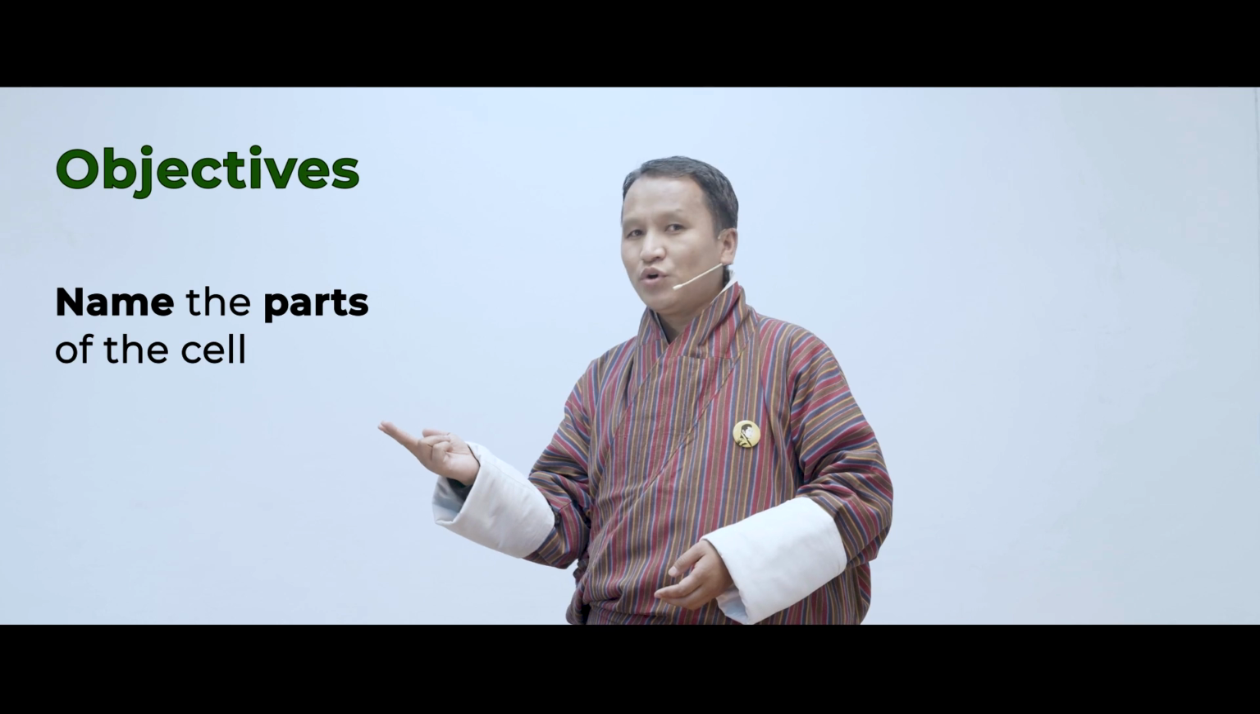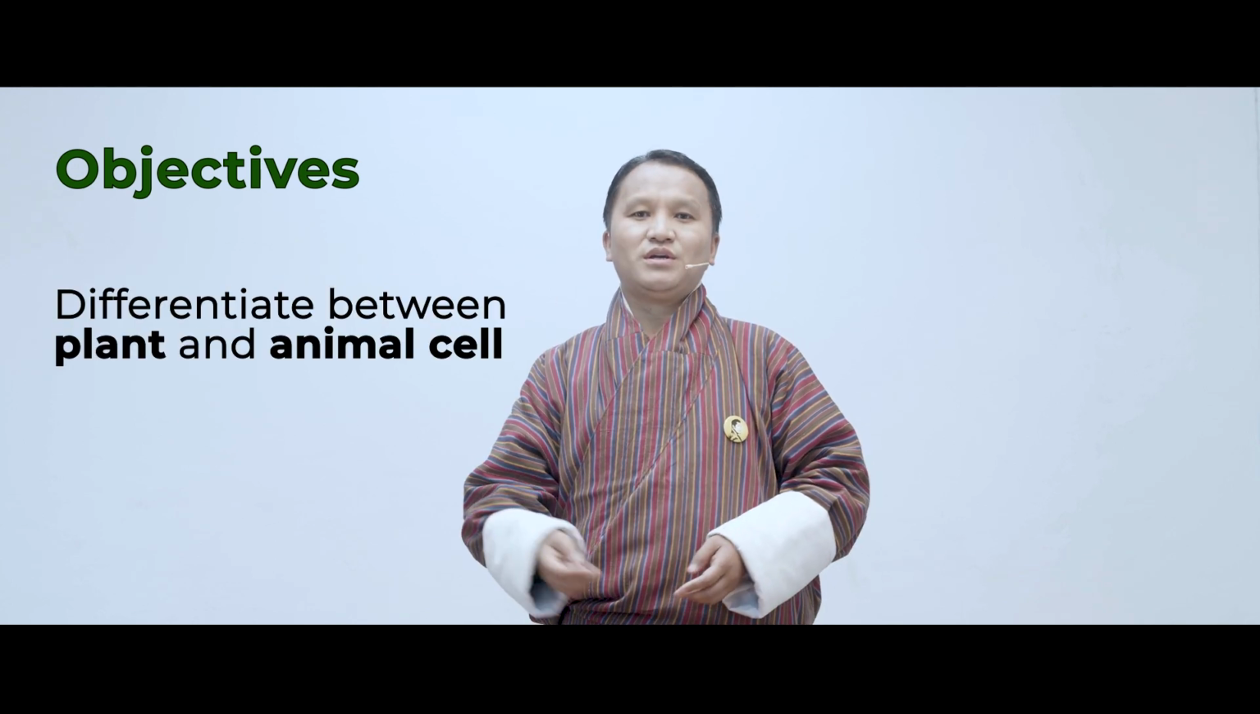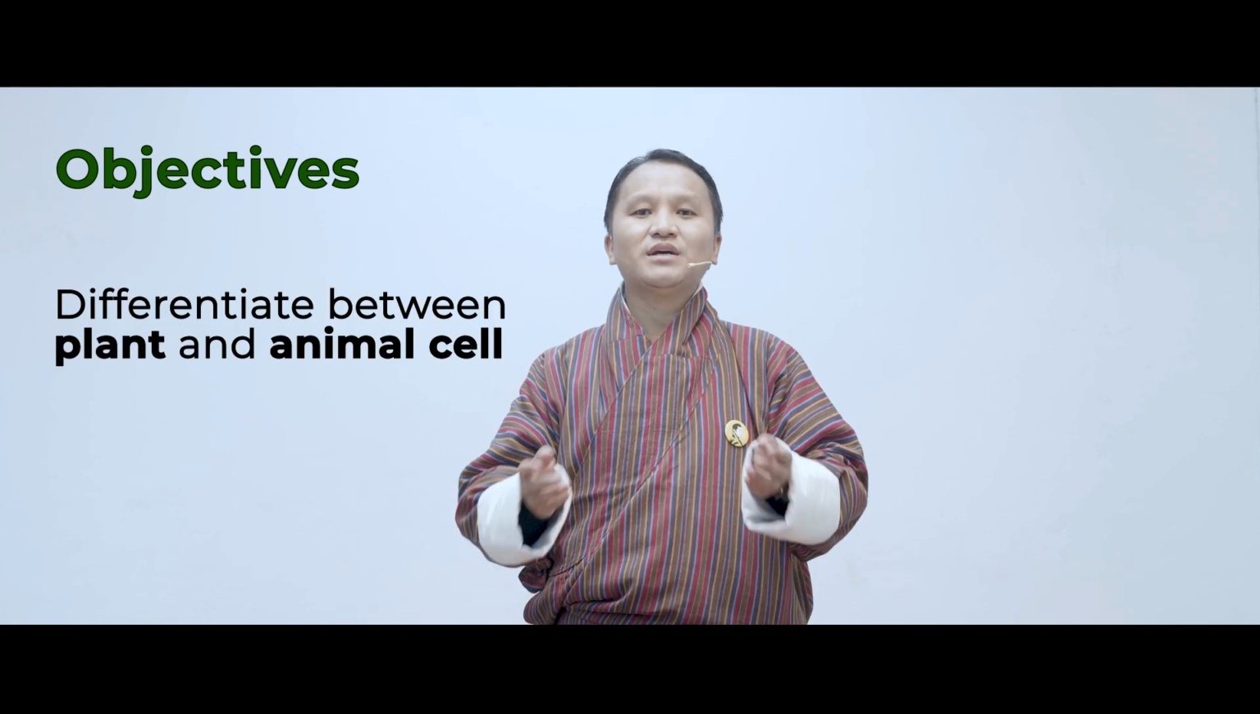At the end of the session, all of us and each one of you are expected to achieve the three objectives. Number one, you should be able to define what is a cell. Number two, you should be able to state different parts or name different parts of the cell. And number three, differentiate between plant and animal cell. Let us now look at some sets of examples in order to better understand the concept of cell.